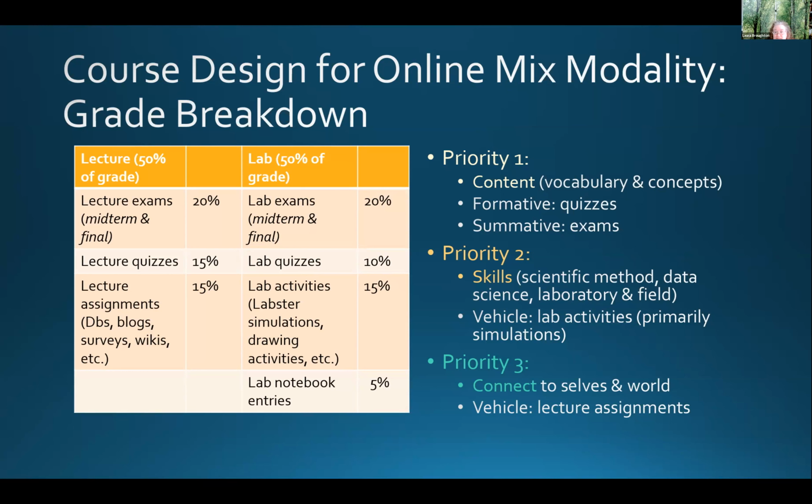I do weekly quizzes that they can retake as many times as they want in both the lecture and the laboratory. And what that does is it makes them go back to the material. They go back to the textbook, go back to the PowerPoints, go back to my videos, and re-look at it. So when they don't understand something, they have to go look at it again.